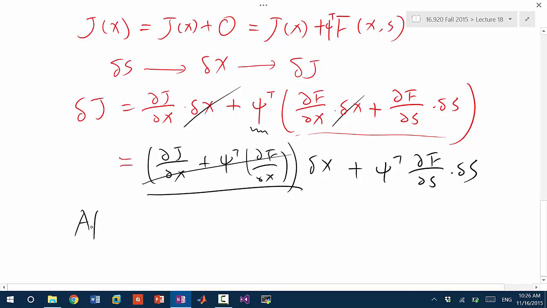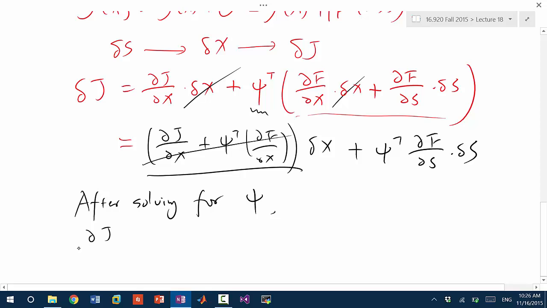So after solving for phi, my partial j partial s is going to be equal to phi transpose times partial f partial s, because I have contribution only from this term.